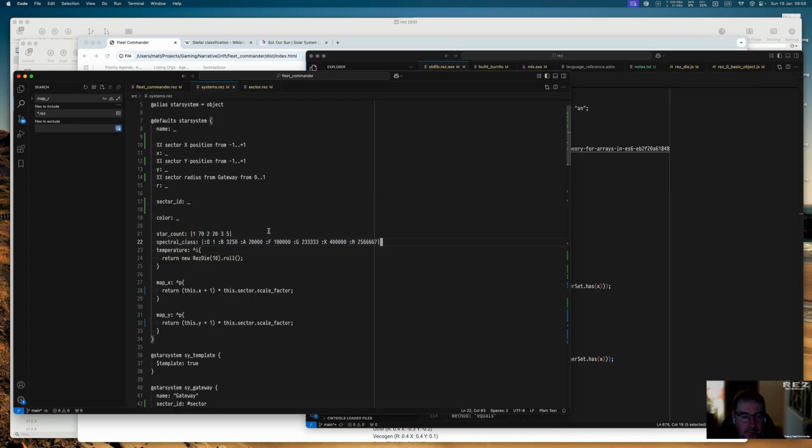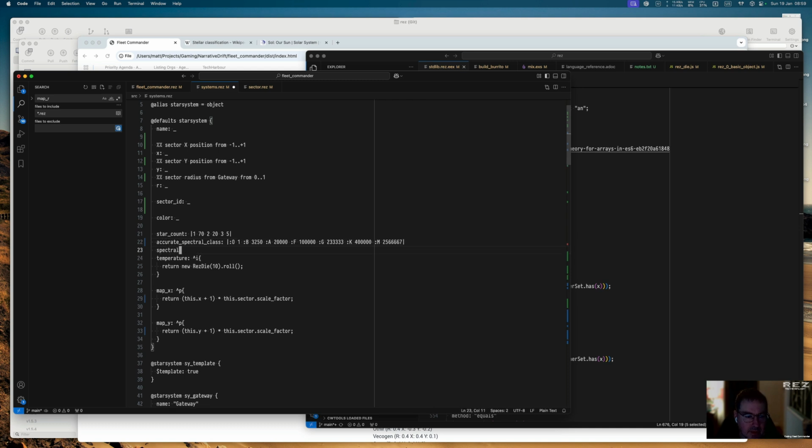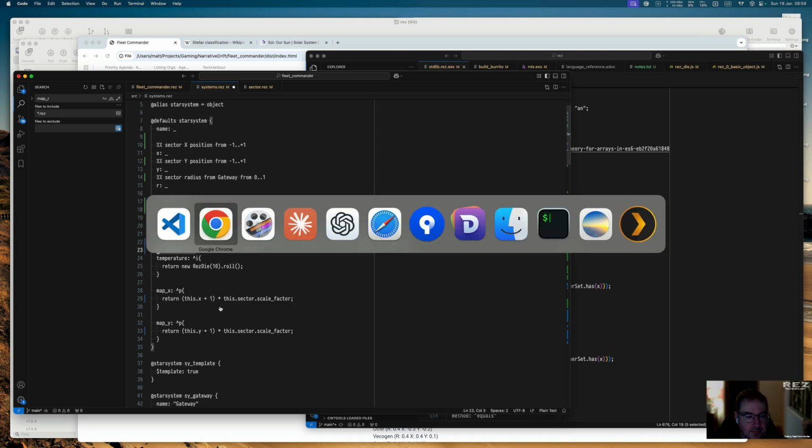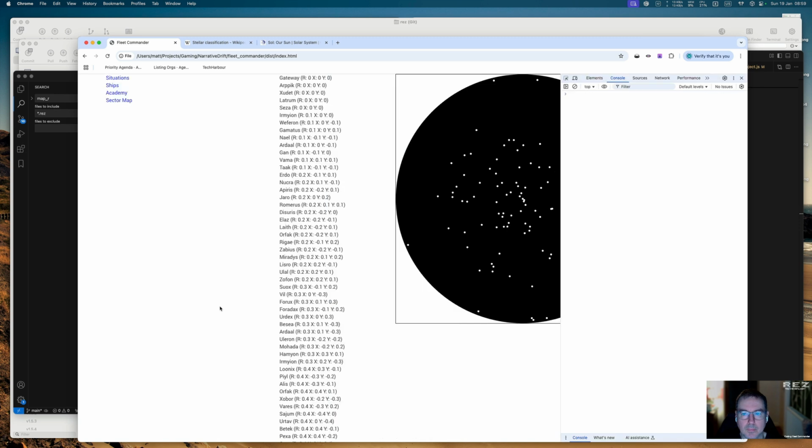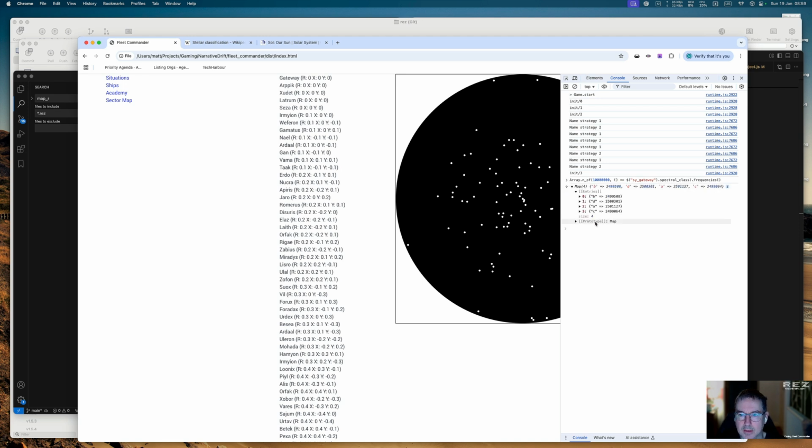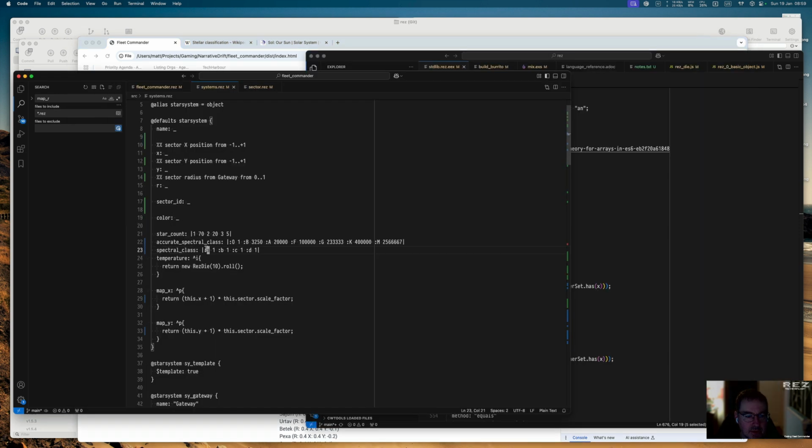So this is accurate spectral class. Let's do another table. So this is a Rez feature which is useful for procedural generation, which is a probability table. So if I do this, and I do this, you'll see we get A, B, C, and D.